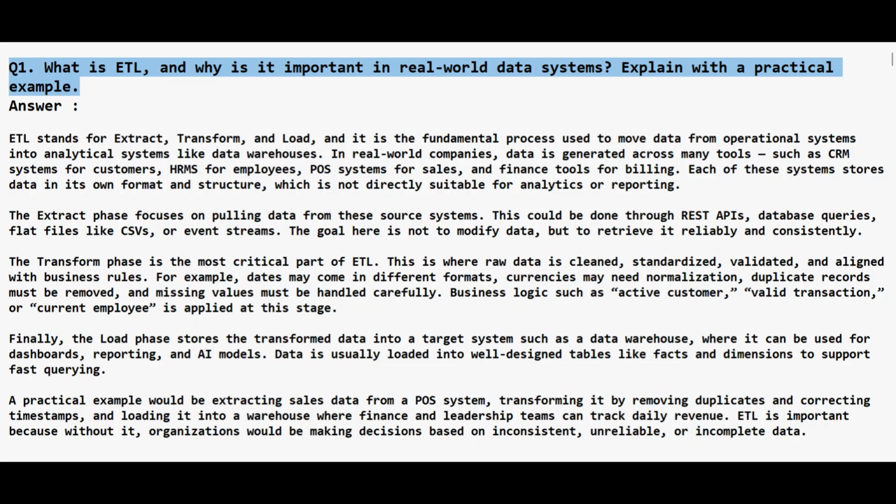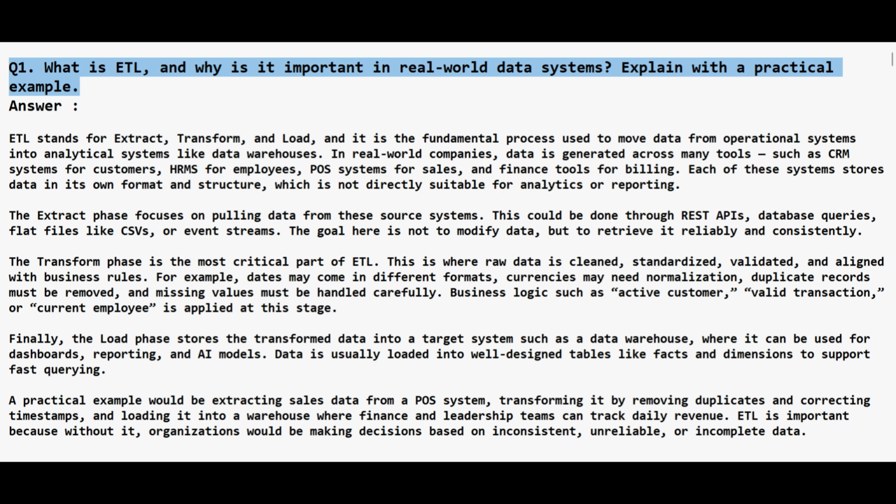Question 1. What is ETL and why is it important in real-world data systems? Explain with a practical example. Answer. ETL stands for extract, transform, and load, and it is the fundamental process used to move data from operational systems into analytical systems like data warehouses.